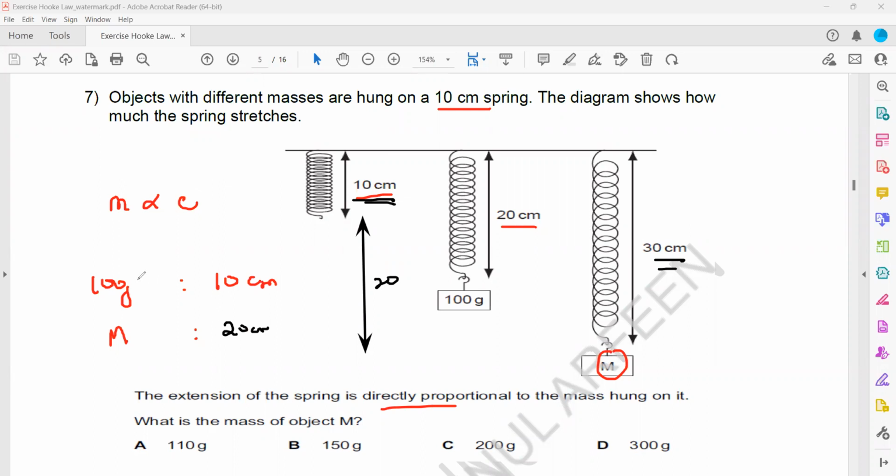So we just cross multiply. 100 causes 10 centimeter extension. So 20 centimeter extension is caused by M. We cross multiply, so it will be 100 multiplied by 20 divided by 10 is equal to M. So 0 cancels with 0, 100 multiplied by 2, that's equal to 200 gram. So 200 gram will cause the extension of 20 centimeter. And if 100 is causing 10 centimeter extension, as it is directly proportional, 200 should cause 20 centimeter extension.